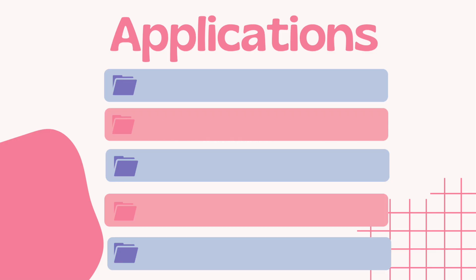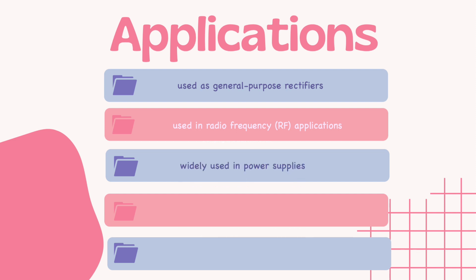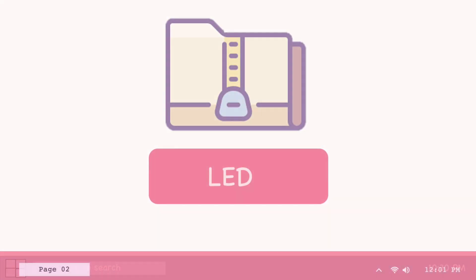Here are the applications of the Schottky diode. First, it is used in general purpose rectifiers. It is also used in radio frequency applications. Widely used in power supplies, used to detect signals, and lastly, it is used in logic circuits.